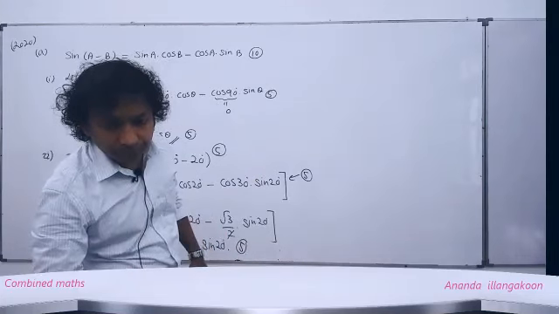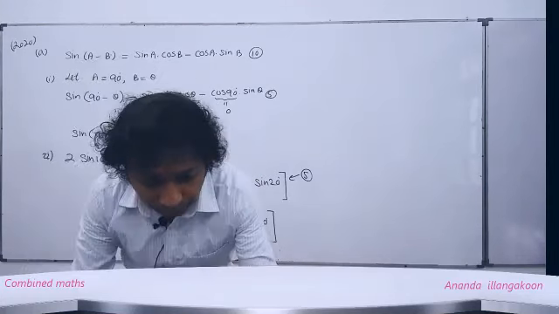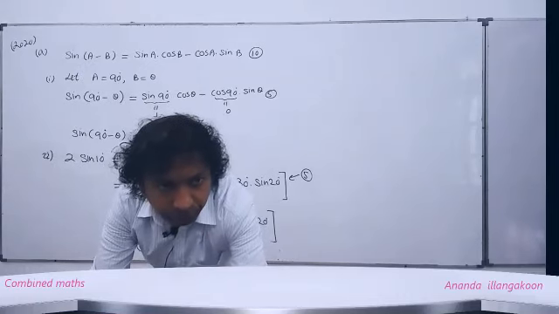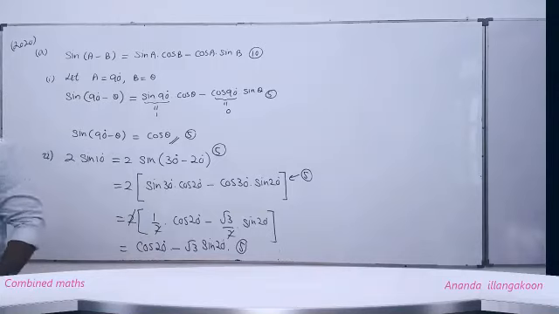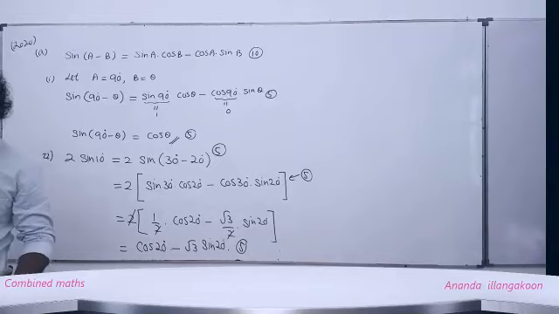Right, people. Now, go to the next part. You are given the next one: in the usual notation, state the sine rule for a triangle. Triangle ABC is given, no?